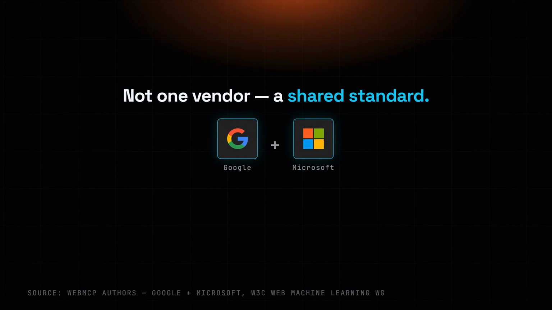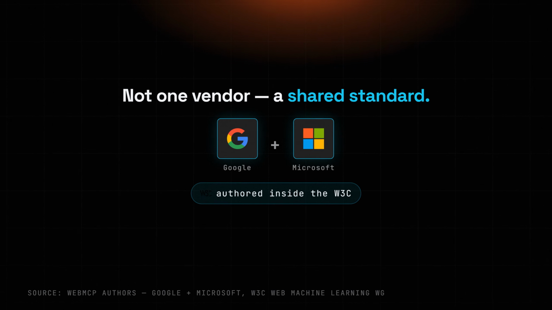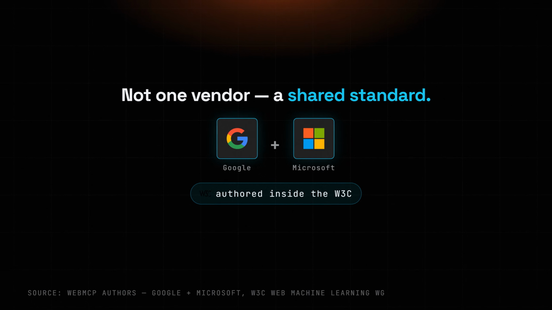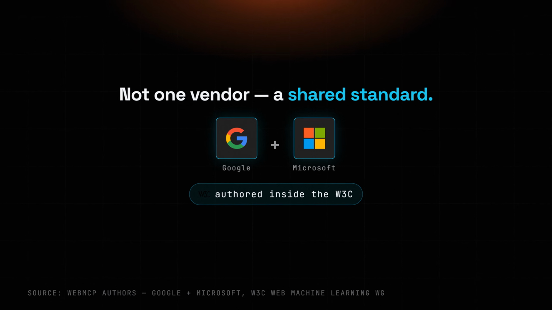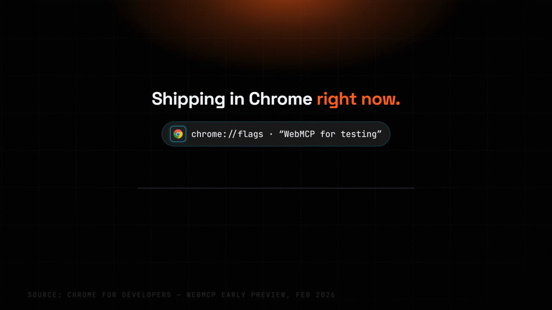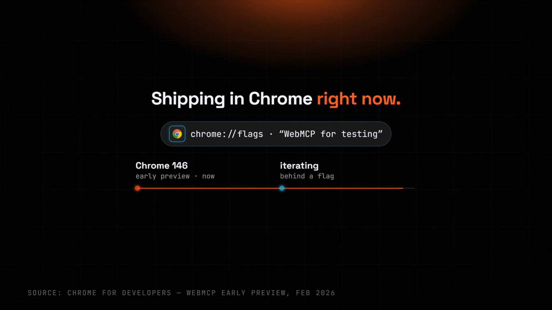And this is not one company's land grab. Google and Microsoft authored WebMCP together. Inside the W3C, the body that governs the open web, engineers from both companies share the specification, which is exactly what you want from something that every site on Earth might one day adopt. It is also shipping right now, not someday.